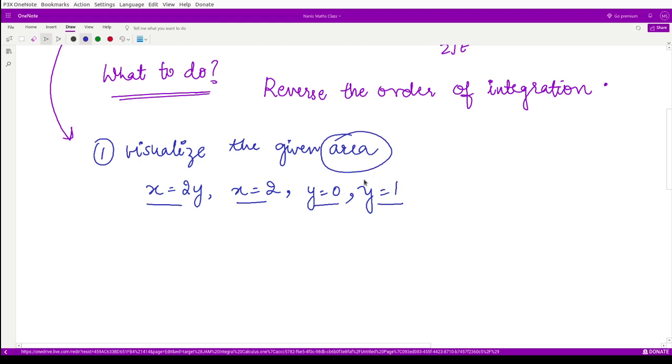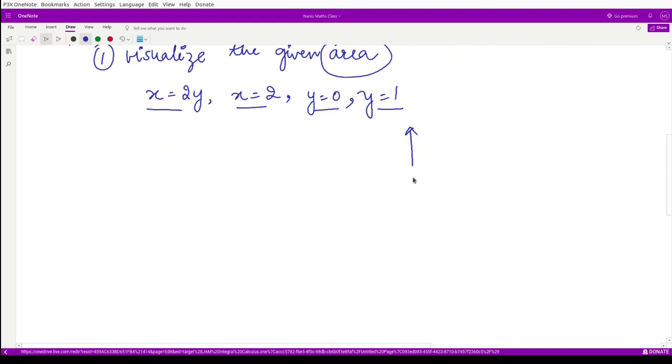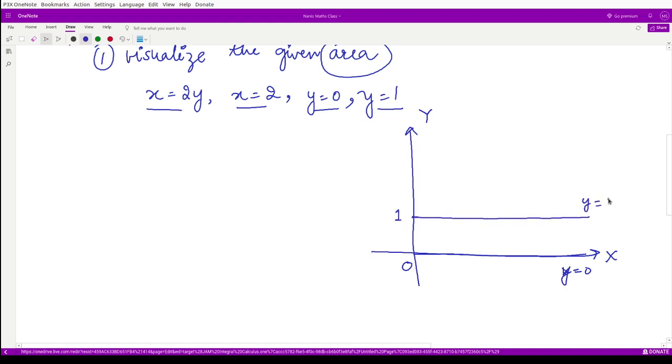So let me draw these lines first. Suppose this is our coordinate system. This is the x-axis, this is the y-axis, and this is the origin. Now y is equal to 0 is the x-axis only. Suppose here is the point 1. So this is the line y is equal to 1, right? And moreover, we require the line x is equal to 2. Suppose this is the point 2.